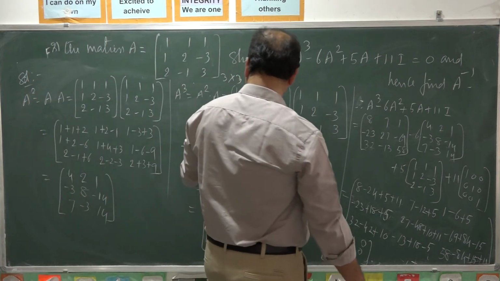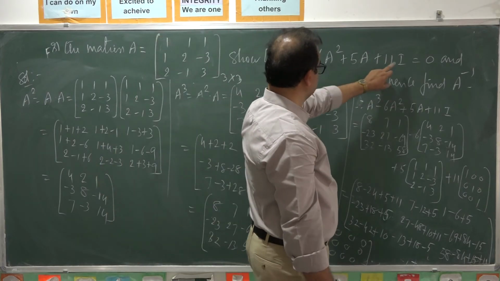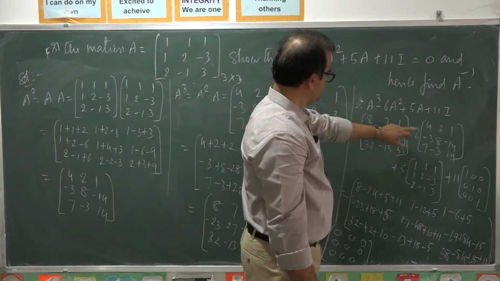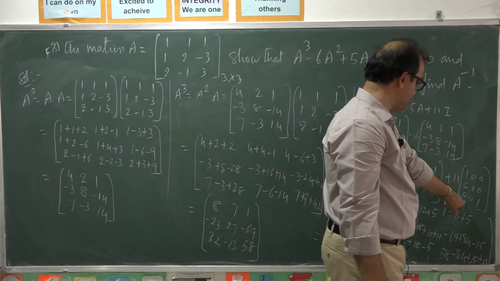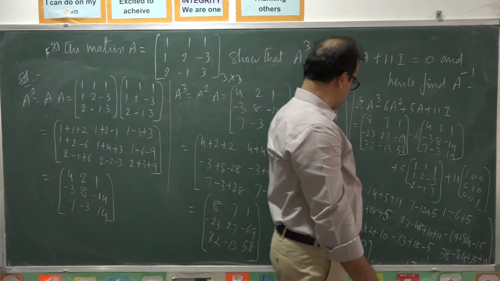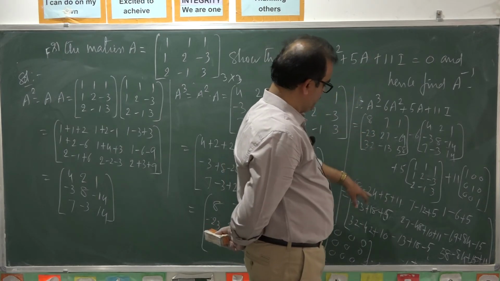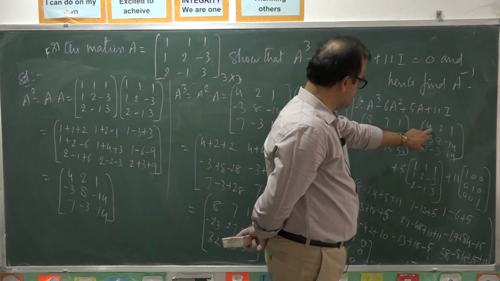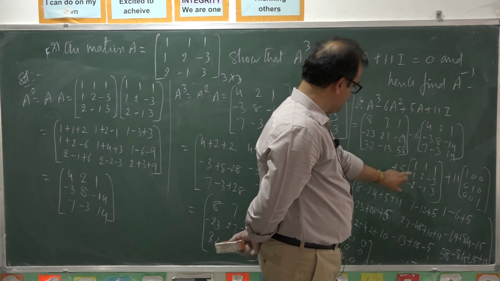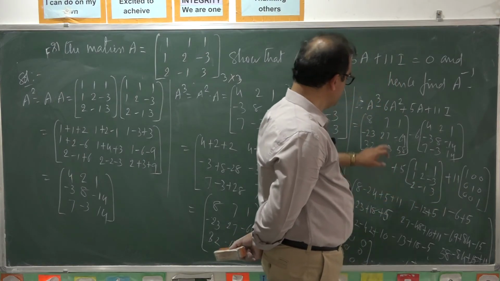Next, you substitute this A cube and A square in this LHS. A cube, A square, A, I is taken as the identity matrix. Now, add corresponding elements. For example, you take the first element: 8 minus 6 into 4, 24, plus 5 into 1, 5, plus 11 into 1, 11.